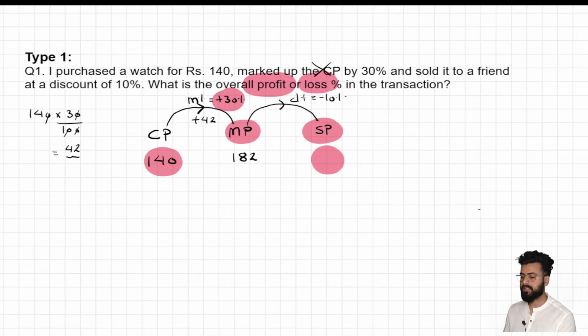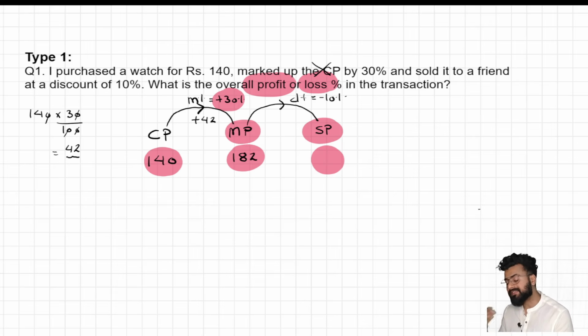अच्छा, लेकिन उसने इस प्राइस पे सेल नहीं किया. He also offered a discount of 10%. डिस्काउंट किस पे ऑफर होता है? एमआरपी पे. तो इसका 10% कैलकुलेट करेंगे और मेरे पास वो प्राइस आ जाएगा जिसमें उसने एक्चुअल पे सेल किया.